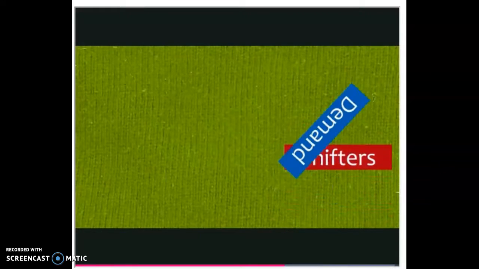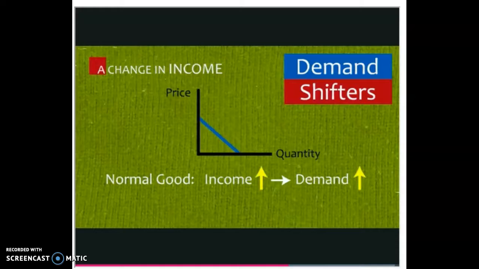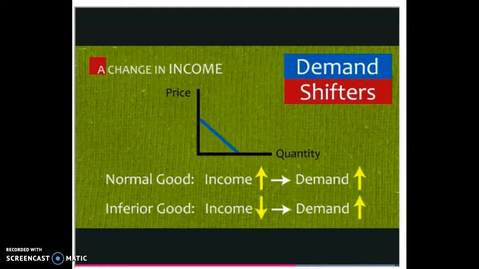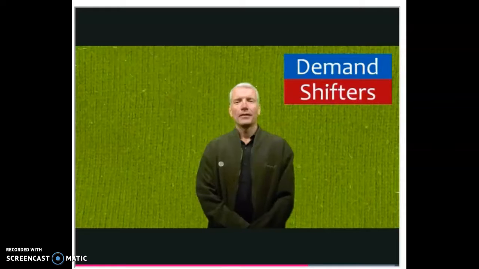What shifts the demand curve? One demand shifter is a change in income. For normal goods such as sweaters, an increase in income makes consumers willing to pay more for each unit and causes demand to increase. Note that the demand for inferior goods rises when income falls. For example, if your income fell, you might buy more sweaters made out of synthetic fibers such as rayon, which would make synthetic sweaters an inferior good for you.